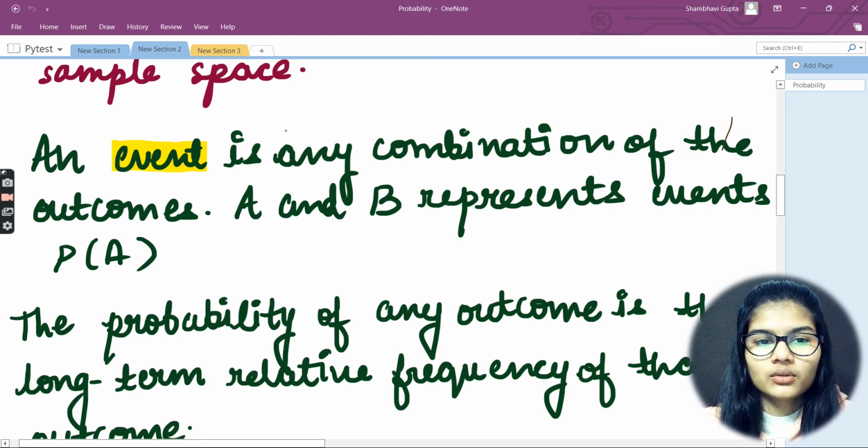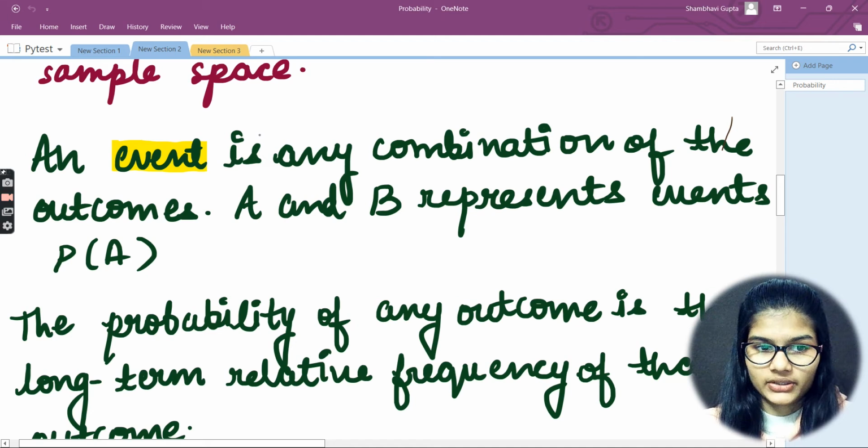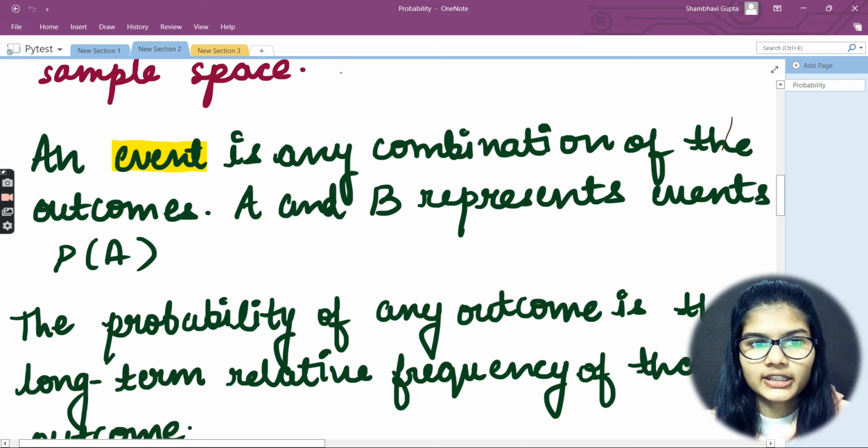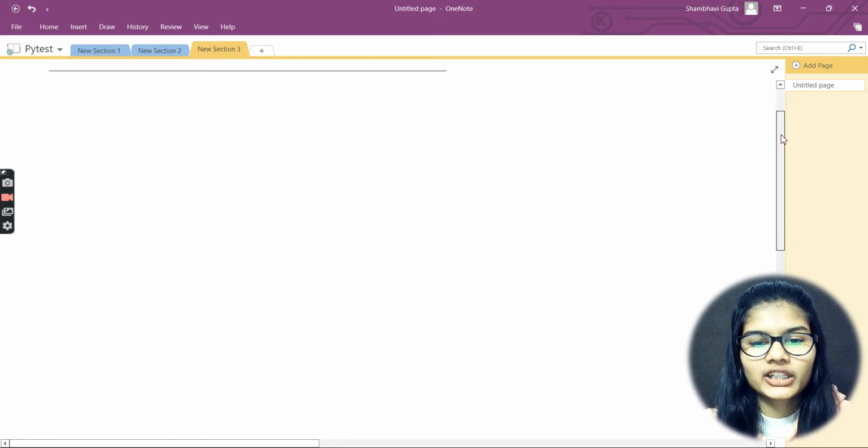So what's an event? An event is any combination of the outcomes. Whatever the outcomes are, a combination of all those outcomes forms an event. How do we denote it? Events are always denoted using uppercase characters. If you have to denote the probability of any event, you write P for probability and in the bracket you write that respective event. This is the notation regarding events. Further, we'll be discussing the different events and the formulas with quick examples.